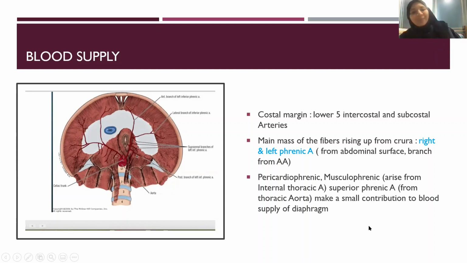The blood supply of the diaphragm. Mainly from the costal margin, the lower 5 intercostal and also the subcostal arteries. The main mass of the fibers arising from the crura is supplied by the right and left phrenic arteries, from the abdominal surface branch of the abdominal aorta. The small blood supply to the diaphragm is the pericardiophrenic, musculophrenic, and superior phrenic, and this is just a small contribution to the blood supply of the diaphragm. Next.